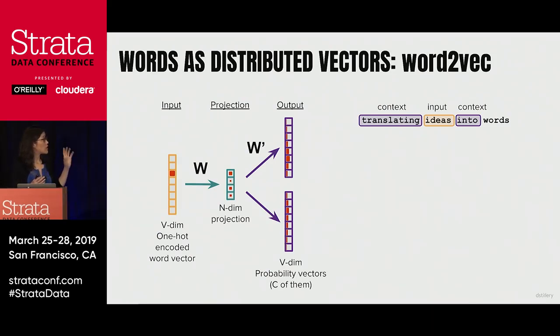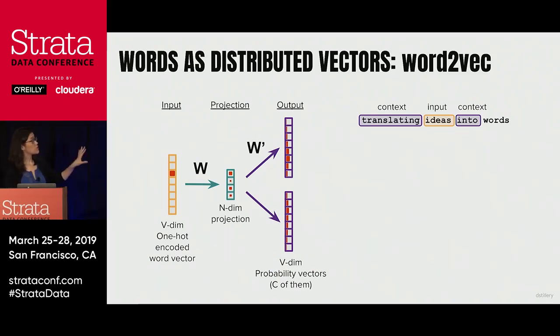So the input is one word, just one word, right? And that word is represented as a V-dimensional one-hot encoded vector. V is the number of words in the vocabulary that we've chosen to use. Every entry in that vector is 0, except for the one spot that corresponds to the word that this vector represents, and that spot's 1. Right? So you have this V-dimensional vector.